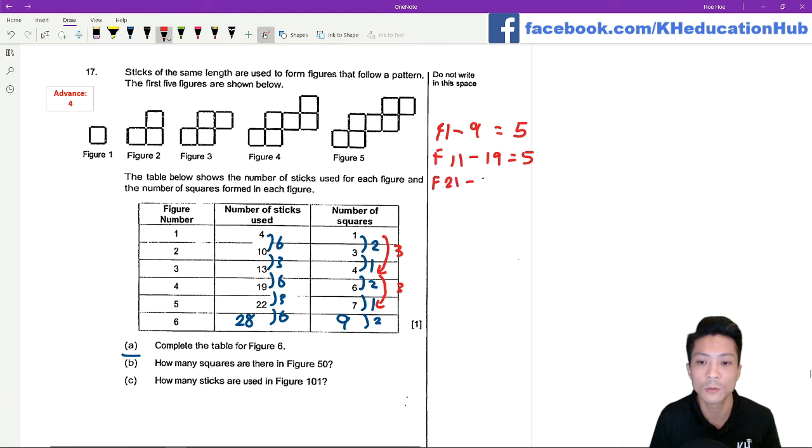Figure 21 to 29 is another 5. Figure 41 to 49 is another 5. Okay, we're gonna call these the groups.